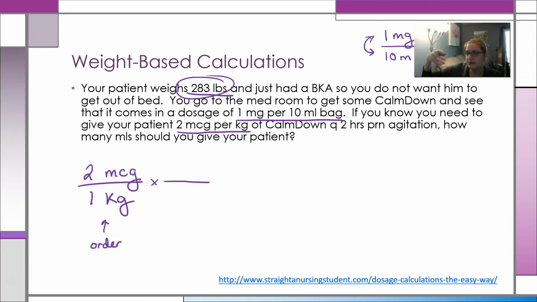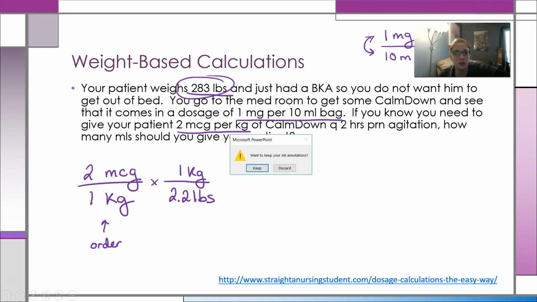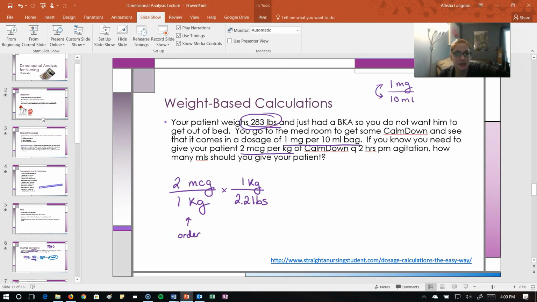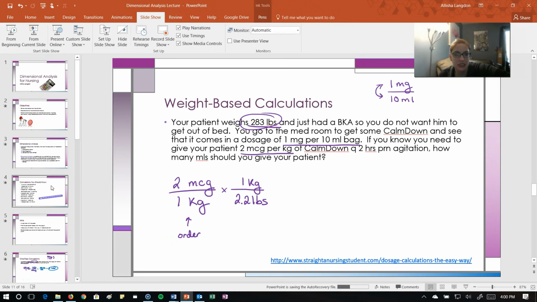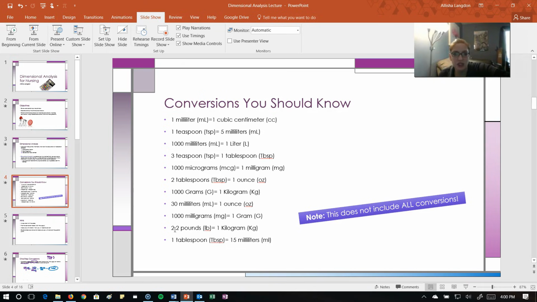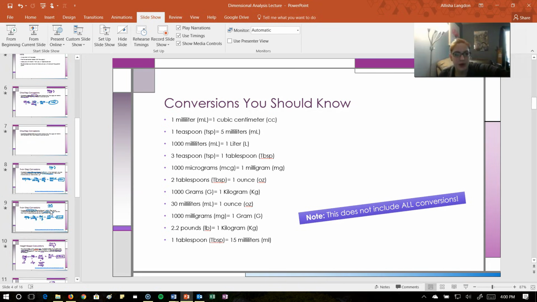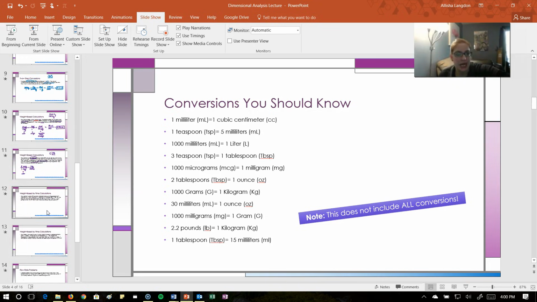Now you could just quickly convert the 283 pounds to kilograms if you want to and put it in there, but I'm going to show you how to use that unit conversion if you ever need it. So 1 kilogram is equal to 2.2 pounds. And if you need to, you can always go back to the conversions you need to know. Double check: 2.2 pounds equals 1 kilogram. Sweet, got it correctly. This is where that note card could be really handy.